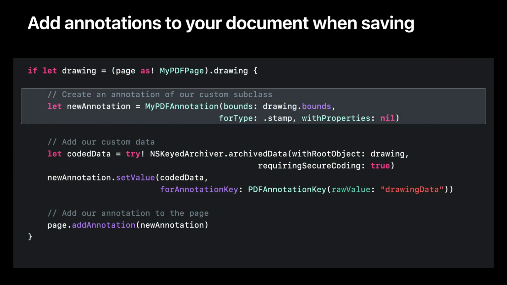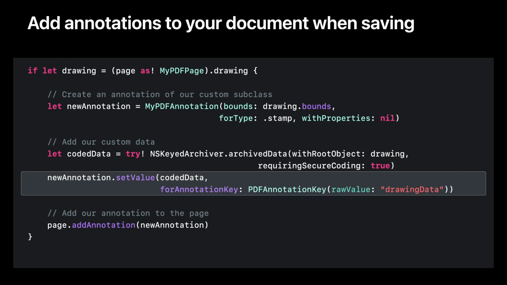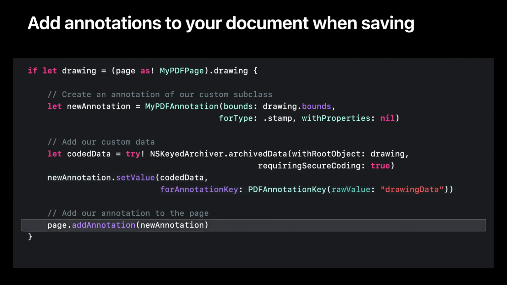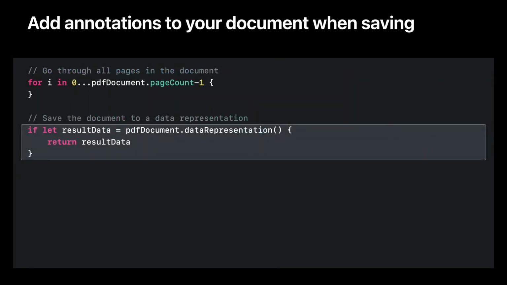We do the following for each page. Create an annotation of our custom class, encode our drawing into data, add the data to our annotation. Next time when we open this document, we can use the value for the annotation key to read back the stored drawing data and put that into our overlay view. Finally, add the annotation to the page. Back to our contents override. Now that we've added annotations to our pages, we use PDF document's data representation and return the result.